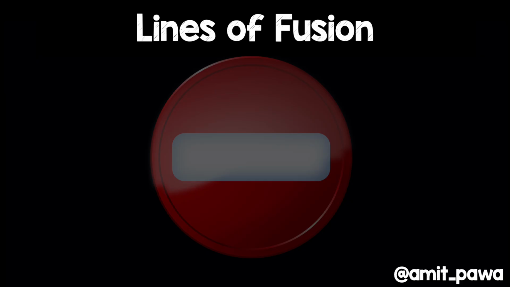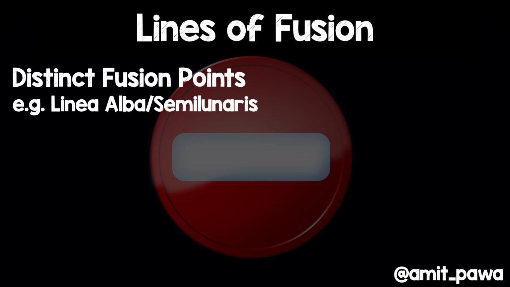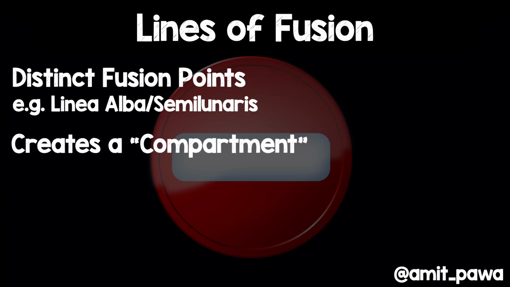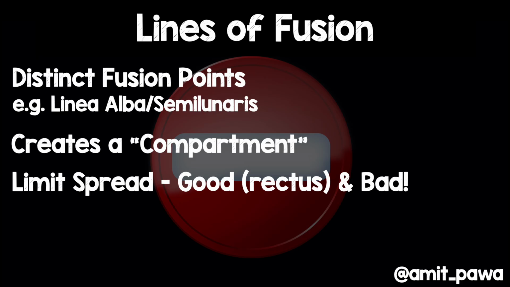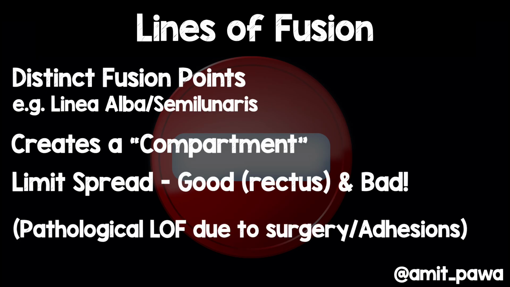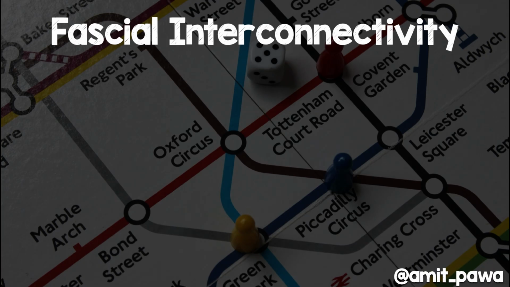The next concept I want to talk about is lines of fusion. Now, these are distinct fusion points, such as the linea alba in the middle of the rectus abdominis muscle, or the linea semilunaris at the side of the rectus muscles, and they create a compartment to hold that local anaesthetic. They limit the spread, which is good for rectus, but it can also be bad because you can have pathological lines of fusion due to surgery or adhesions.